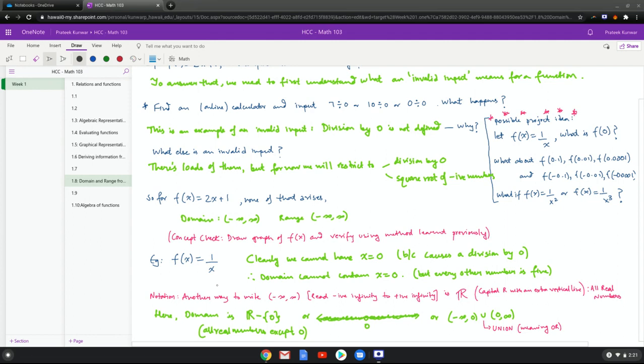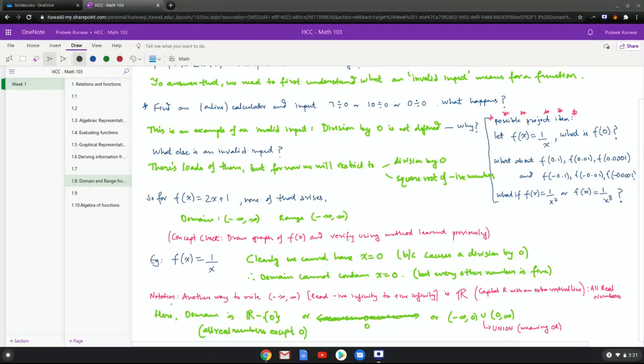Next example is 1 over x, which is the starting point for the possible project idea. We're just concerned with the domain here. Clearly, we cannot have x equals 0 because it's a division by 0, so the domain cannot contain 0. Every other number is fine. You can plug in 1 over 10, 1 over 100, and you can conceptualize, well, I can divide 1 by any number I want, positive or negative. All I cannot do is divide it by 0.